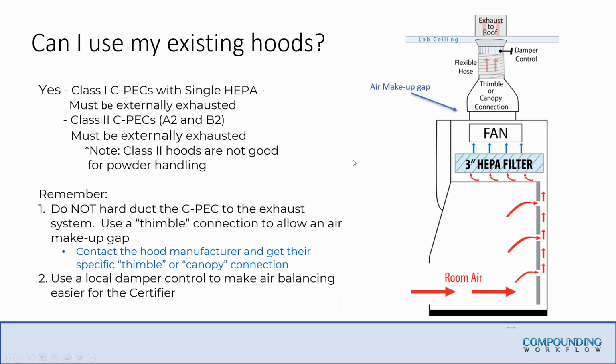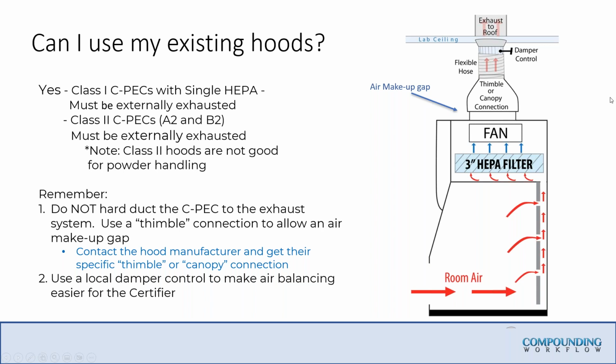Now, the question I get is, can I use my existing hoods? And the answer is yes. You can use your existing class 1 powder hoods. This is for non-sterile. This would be under table 2, non-sterile. Most powder hoods in the market will have a 2-inch or 3-inch or sometimes a 4-inch single HEPA filter. In that scenario, you've got to externally exhaust it out of the building per table 2.